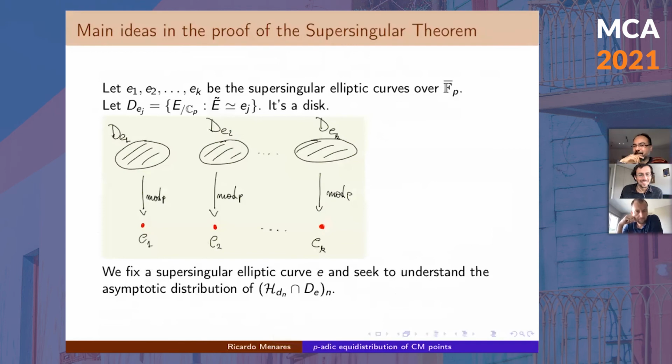I was slightly prepared for that. It will take me like 3 minutes to give a rough idea. So the main idea is how we prove the supersingular theorem.